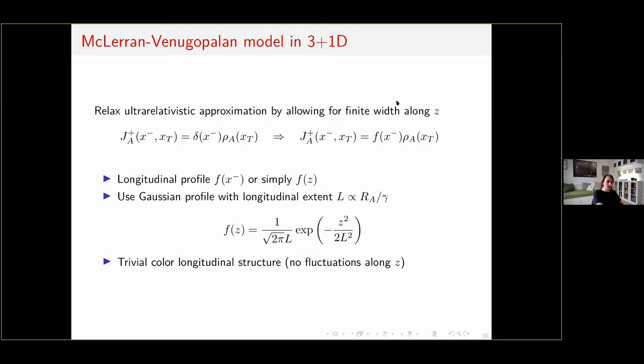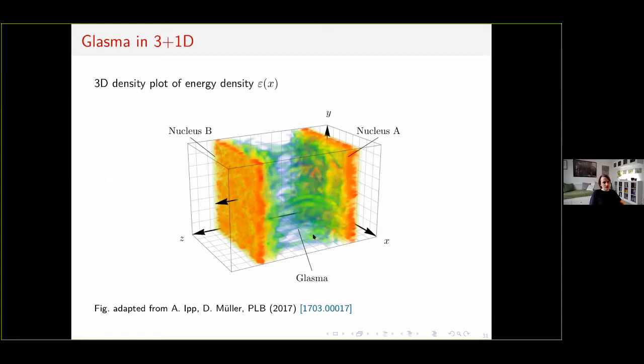So if we now put everything together and actually perform these simulations, you get pictures like this. So this is the energy density of the Glasma and the nuclei in one picture. So you can see here we have the nuclei that just collided. You can see that they have some finite width here, right? And then in between, you get this genuinely three-dimensional structure of the Glasma. And with this 3D structure, of course, also comes some rapidity dependence. And this is the thing that we're now going to look at.